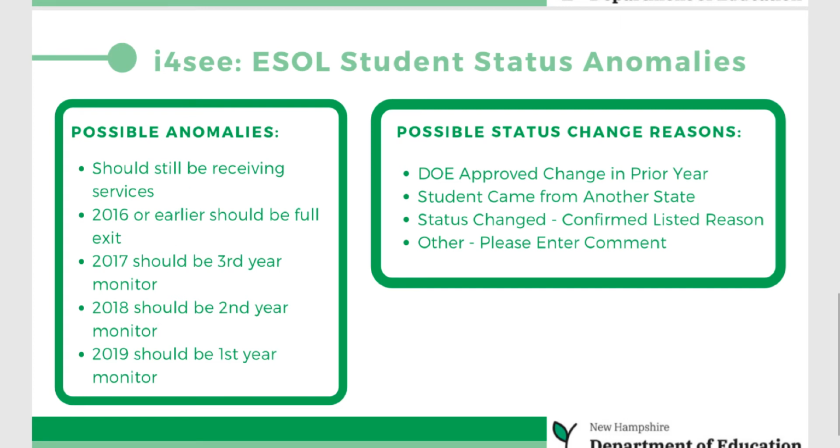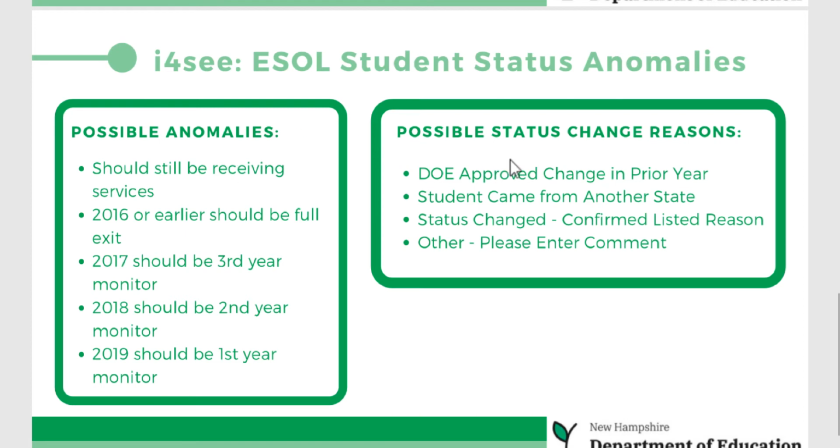And then you'll see records indicating that the student had an access test that showed proficiency in 2016, and so we think they should be full exited, or in 2017, and they should be third-year monitored, etc. And these would be cases where we believe this is the status based on the assessment score, but in reality, they're set to something else. So it might be that they had an access score showing proficiency in 2017, but they're only in first-year monitoring status, and it's not clear to us why.